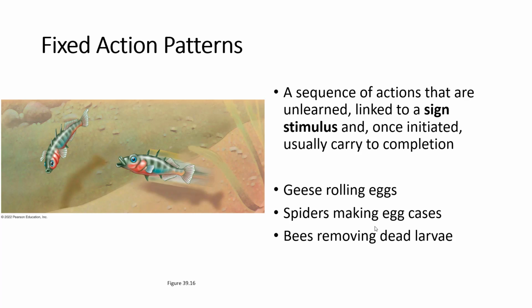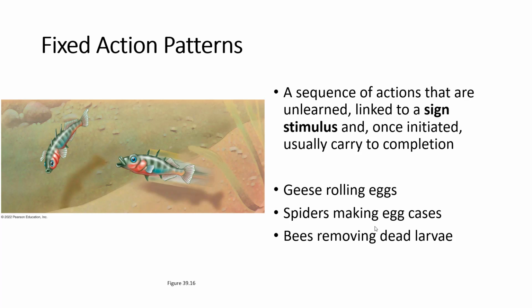If a goose sees something round and white near its nest, it will reach out its neck and begin rolling that object back. If you stop the object from moving halfway through, such as by pulling it away, the goose will continue the rolling motion even in the absence of the object. That is a fixed action pattern.